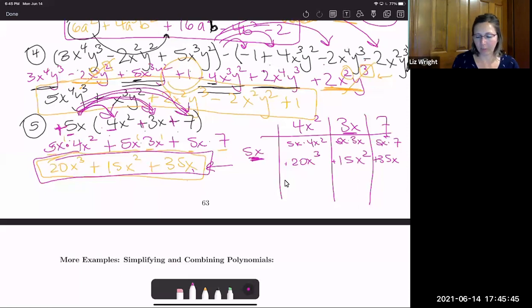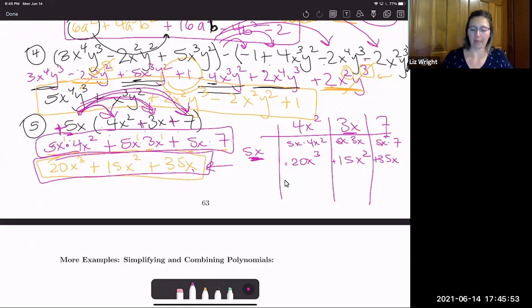And I had students ask me, do I have to show this line, the second line right here? No, you don't have to show that one. I just was giving you the extra steps for this example in case you have not done that skill in a while.